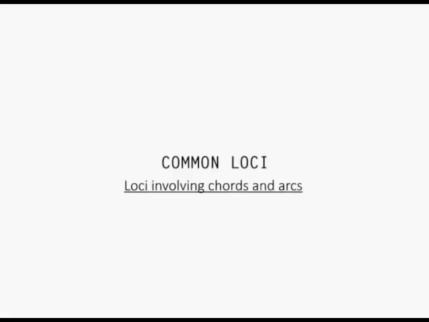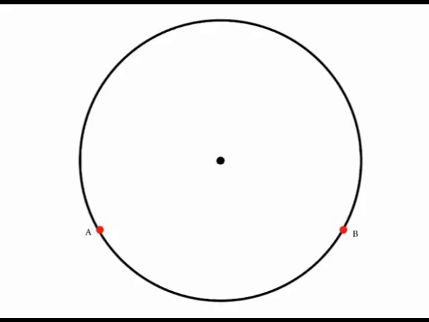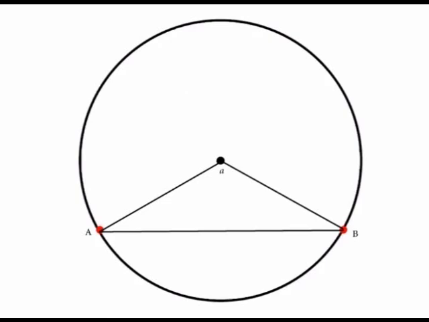Next, locus involving chords and arcs. Now, consider this circle on your screen. A and B are random points on the circumference. A line joining A and B is a chord. The chord subtends an angle A at the center. Find the locus of a point P such that angle APB is equal to half angle A.